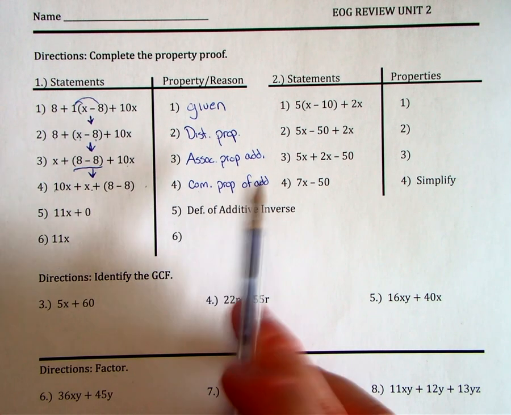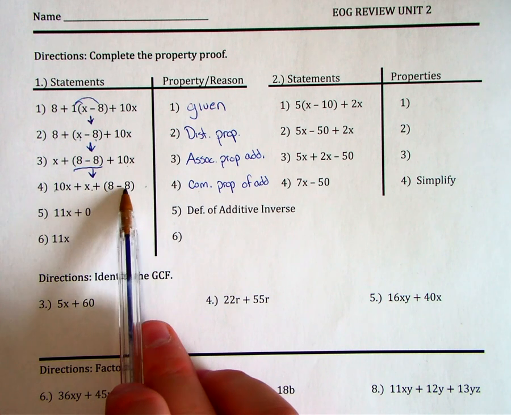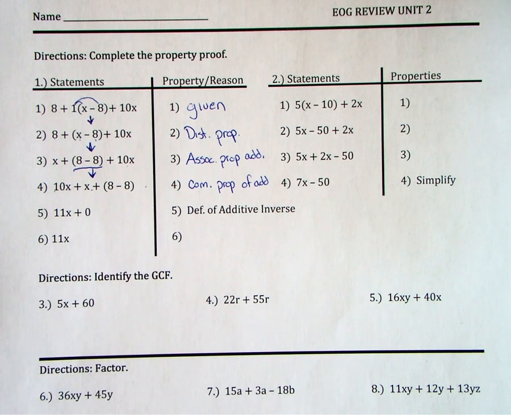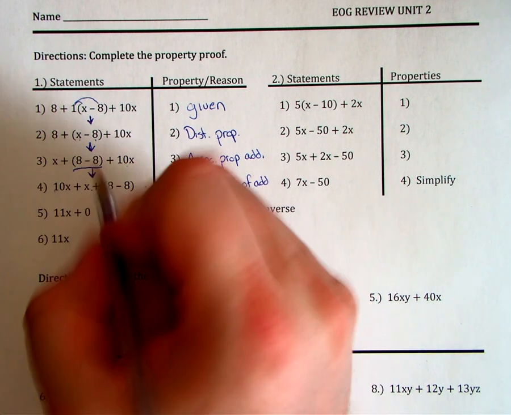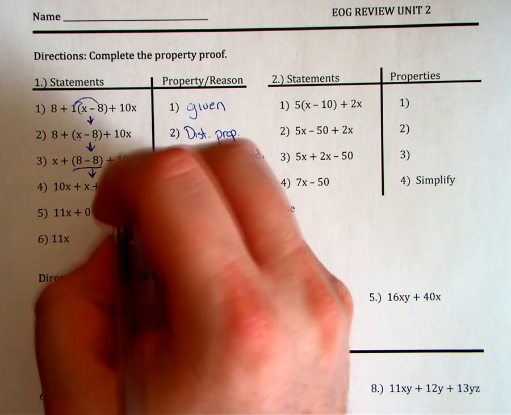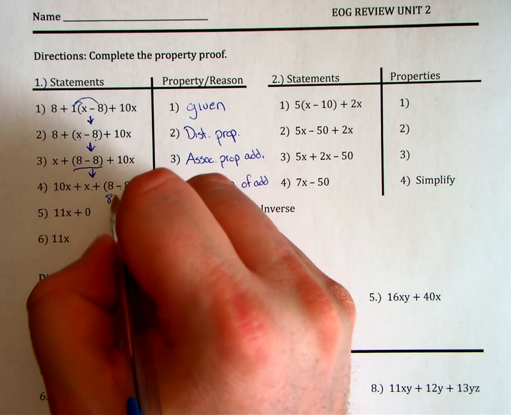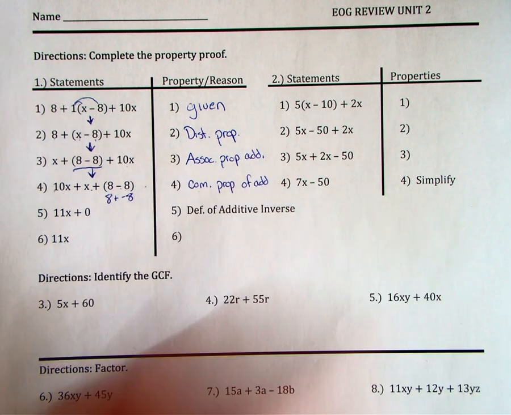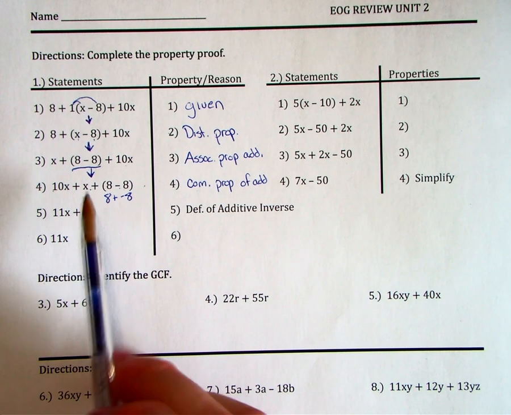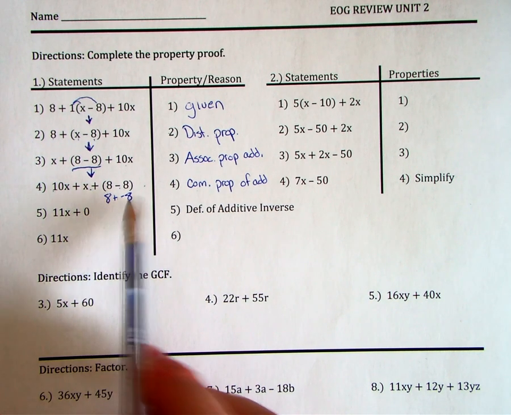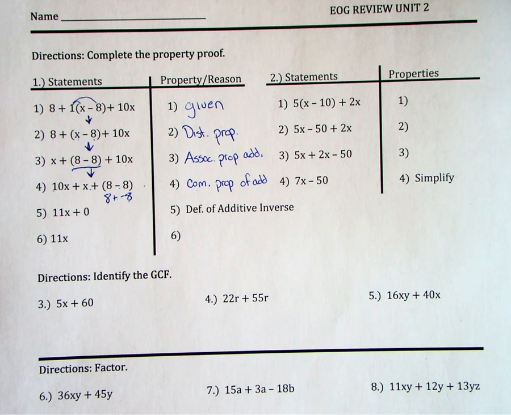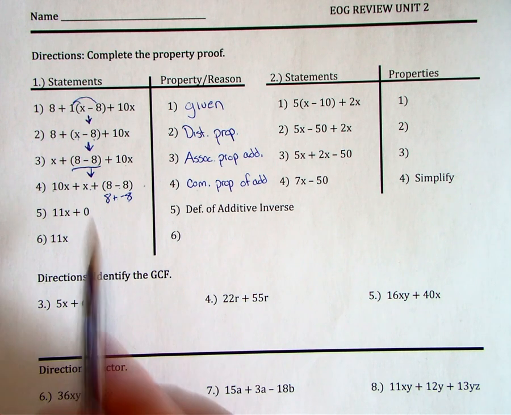So next we want to see what change took place. We notice 8 minus 8 becomes 0. And we talked about in class how we could rewrite that with addition. So that would be 8 plus negative 8, where we would then realize we're adding its opposite. And that's our definition of additive inverse. A number plus its opposite equals 0.